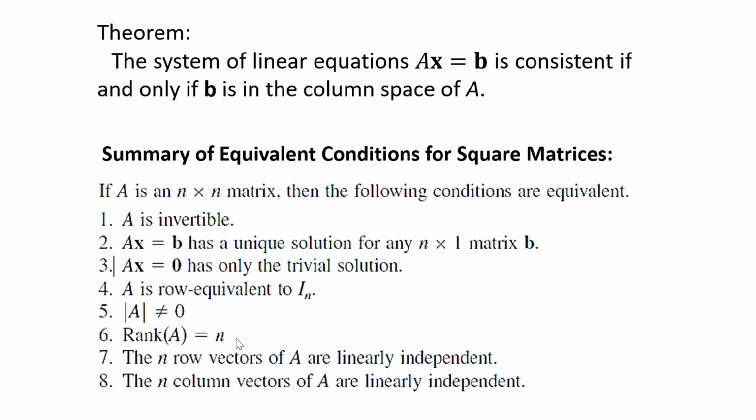The rank of A is equal to n. The n row vectors of A are linearly independent. And lastly, the n column vectors of A are linearly independent. Okay, so again, note that if any of these statements is true, then the other statements are also true. And that's the end of our discussion for chapter 3.